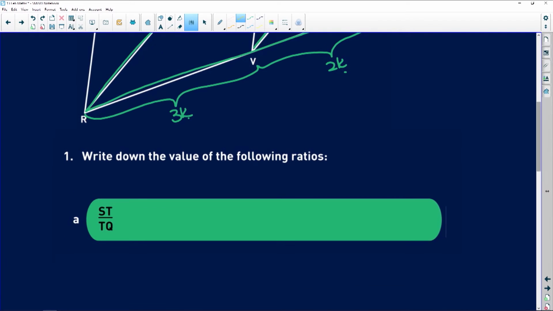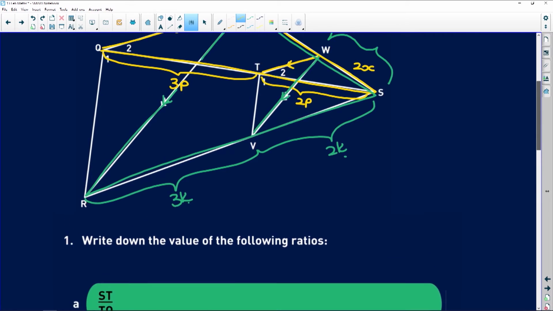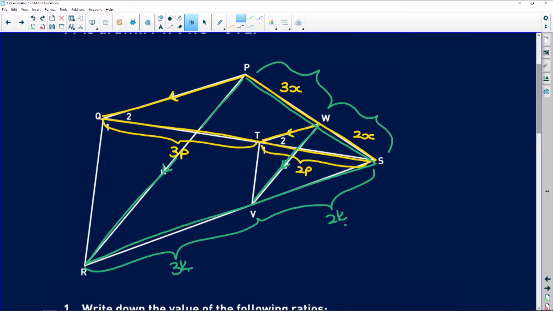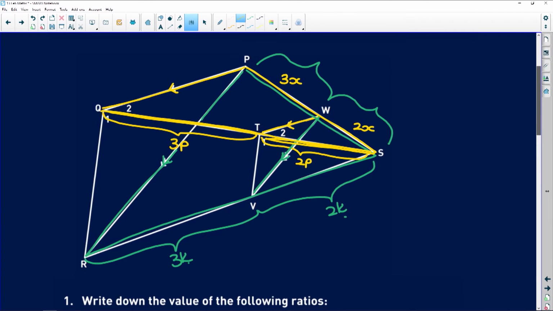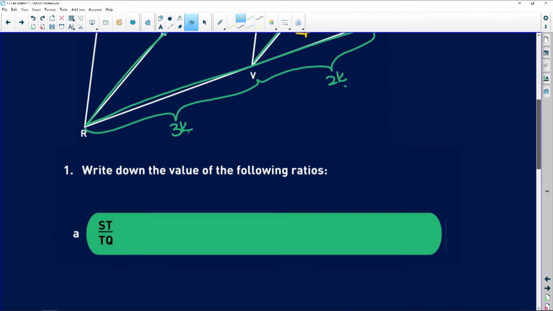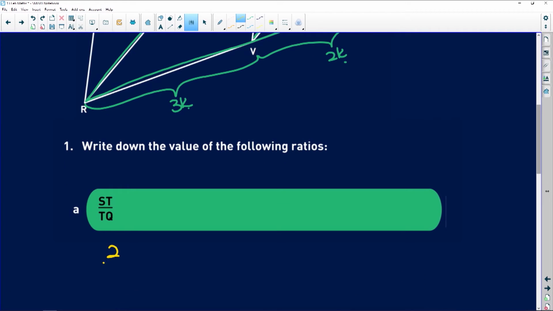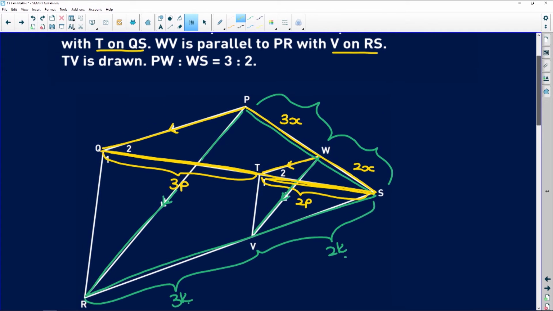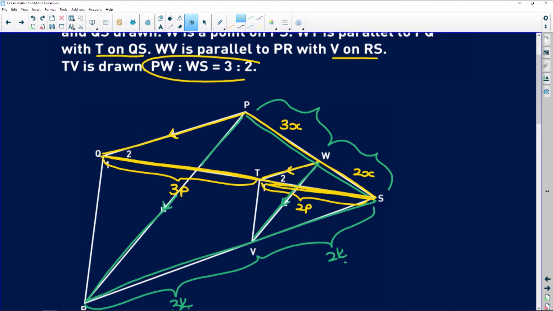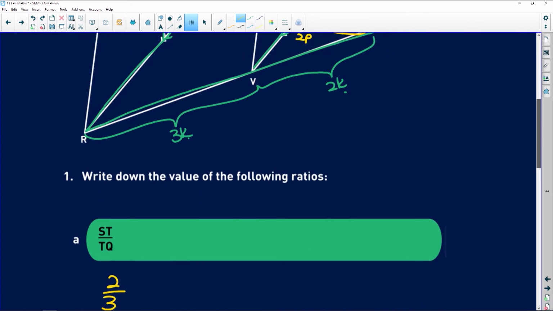So now it says, question 1, write down the value of the following ratios, ST to TQ. So let's take a look here. ST is part of the yellow triangle, sits over here, and TQ is over there. So now if you filled in your diagram, you know that ST to TQ is 2:3. Same as that initial that we did over here. This gave us the yardstick by which we can measure all the other ratios.